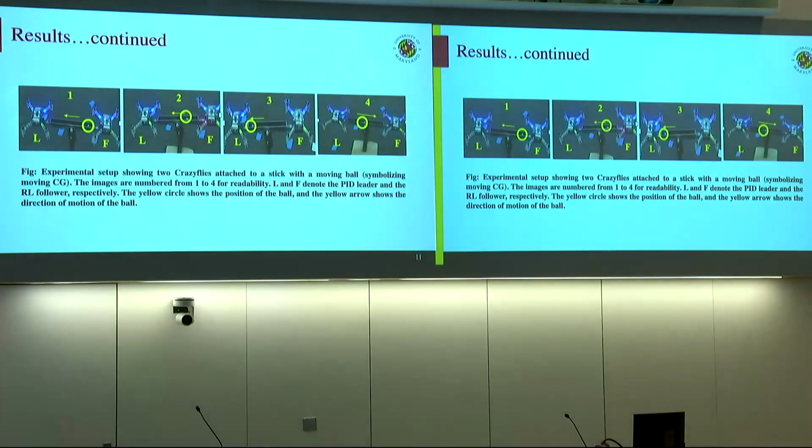So I tested this on a test stand, and I know they are drones, they are not supposed to be on a test stand, but to just test my scheme in my simulation framework, I had used the same geometric parameters which I have used in experiments. And L is the leader, F is the follower, and the yellow circle is the ball inserted on the slot, and both the drones are supposed to balance the ball. The arrow indicates the direction of the motion of the ball, and I'll just show a video.